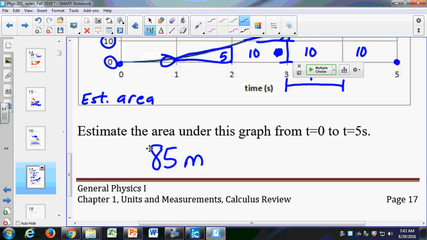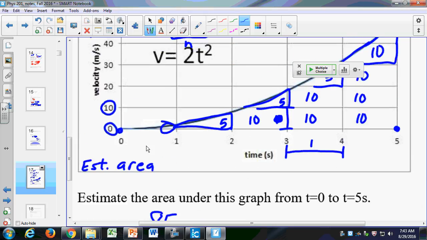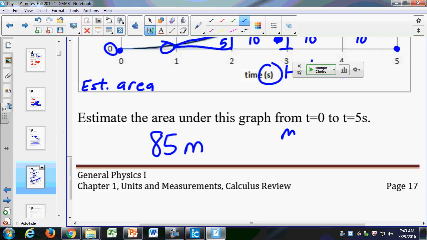Turns out that those units are in meters. I can think about my dimensional analysis. I have meters per second here. I have seconds here. I can say meters per second times seconds, because that's what I'm doing, and it leaves me just with meters. So we'll see in chapter 2 that the area under a graph will give us distance traveled. Okay? And that comes out in the units, confirms that.